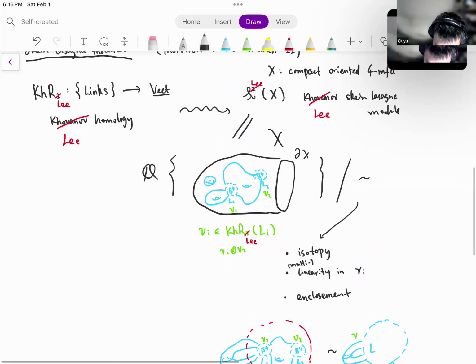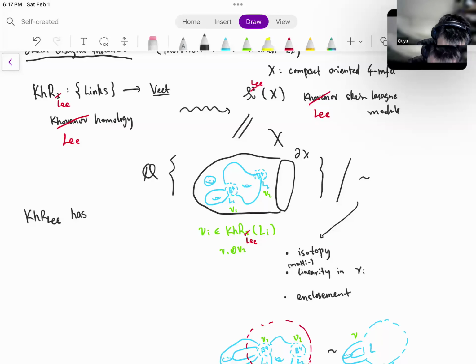And if you are familiar with the classical story of Khovanov homology and Lee homology, you should know, for example, that the Lee homology KhR Lee has actual grading and filtration structures. So it has an h-grading, the so-called homological grading, and there is a filtration labeled by q. This q stands for quantum. H stands for homological.